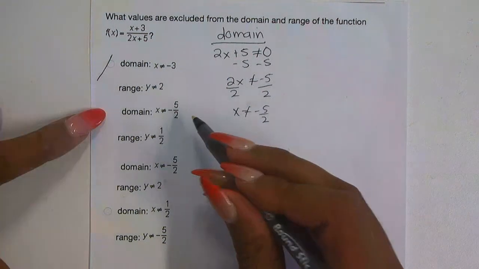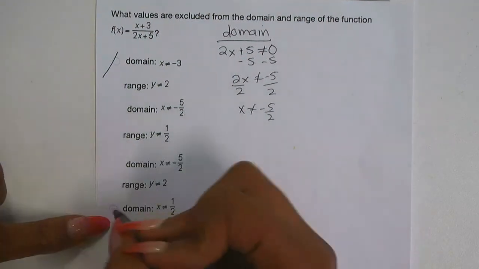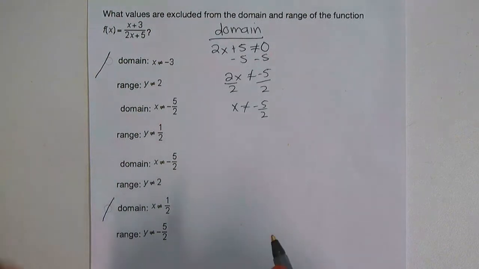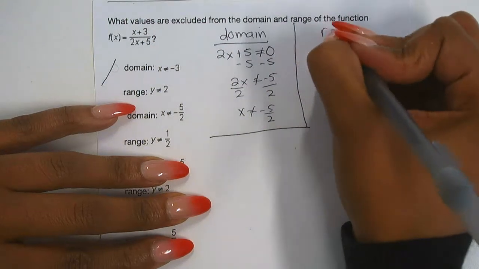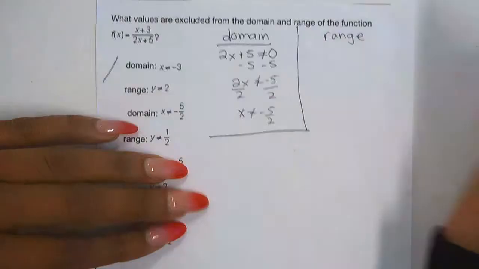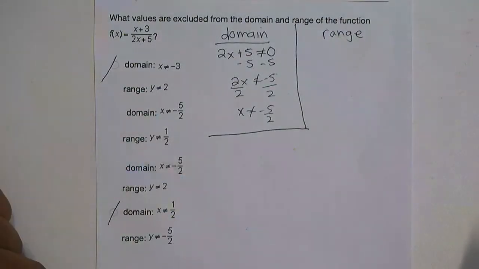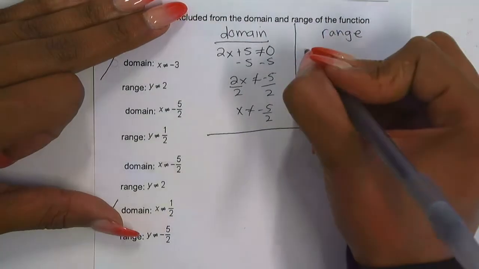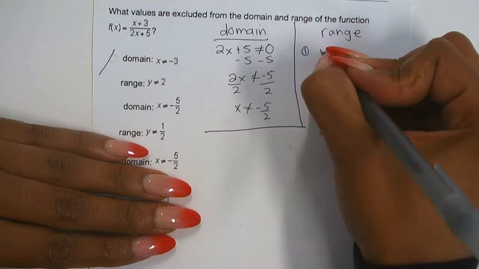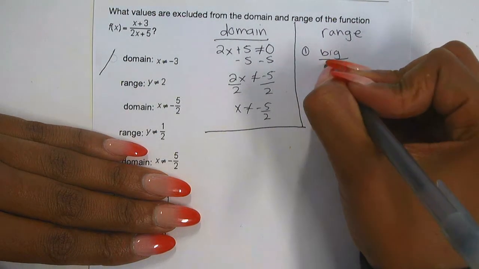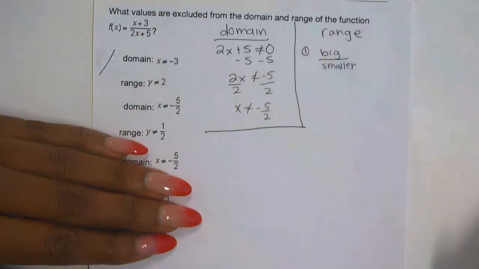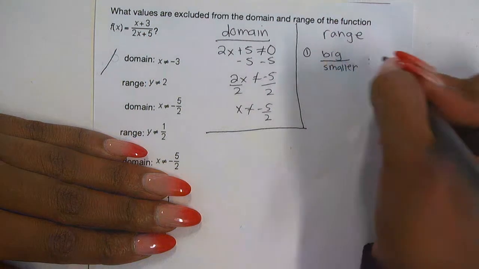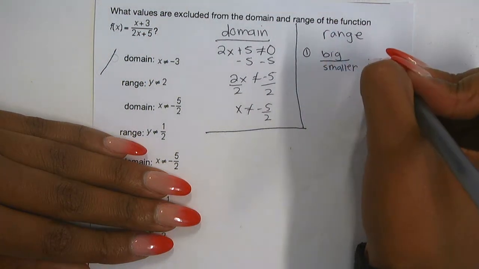Not quite. Okay, so now let's go ahead and talk about the range. So for our range, recall there's 3 different instances that can occur. If it is the case that I have a bigger exponent on top of a smaller exponent, then for us, right now at least, y does not exist. It's not available for now.